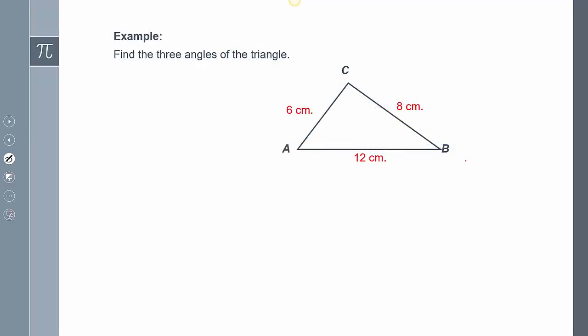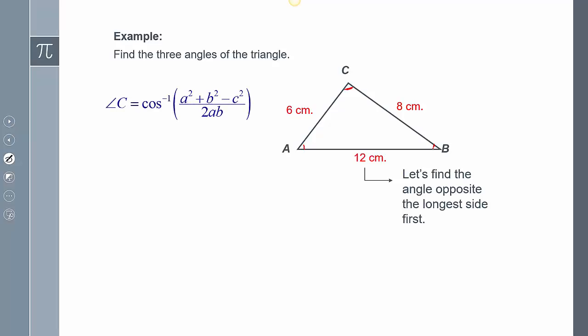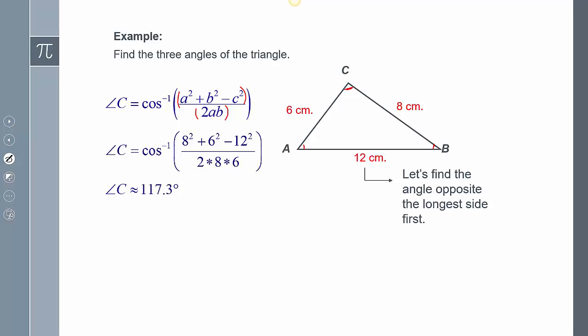So the first one says find the three angles of the triangle. I need to find angle A, angle C, and angle B. Let's find the angle opposite the longest side first. I want to find angle C, so I'm going to use the formula that has angle C in it. Remember, when entering that into our calculator, you have to have parentheses around that. I plugged in what my A is, what my B is, what my C is, divided by 2 times my A times my B. You literally enter that into your calculator and you get 117.3. Boop, you got it, we're done, move on to the next thing.